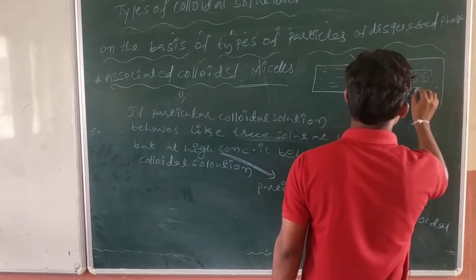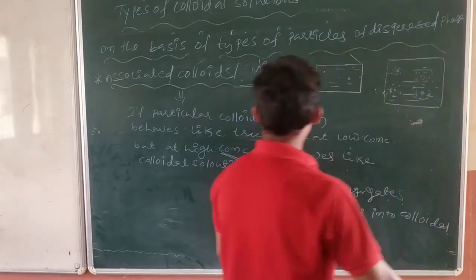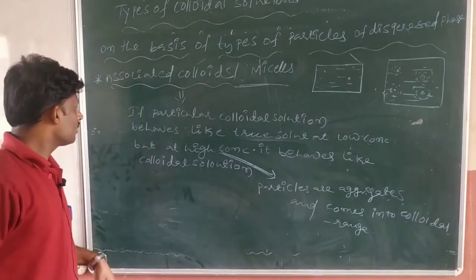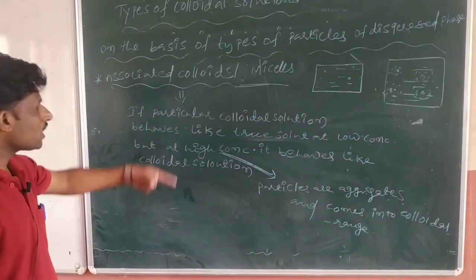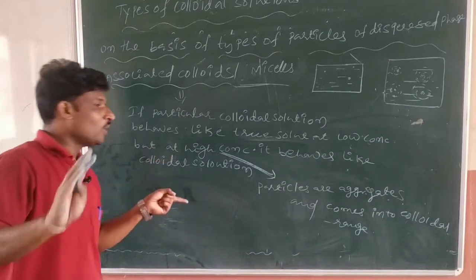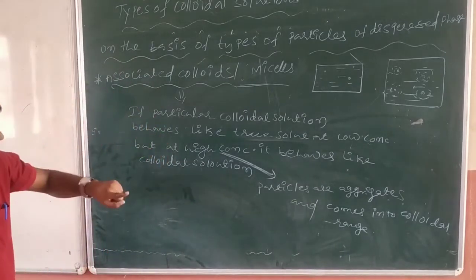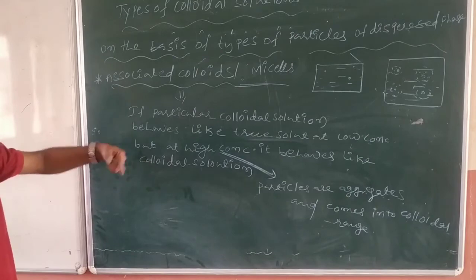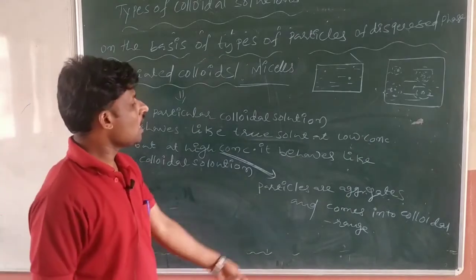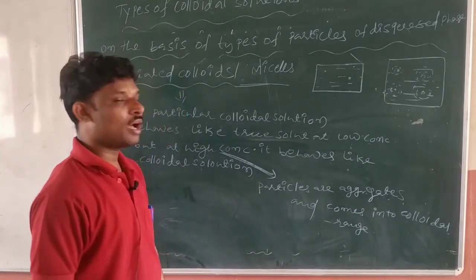Now this is called an associated colloid. The colloidal solutions which at low concentration behave like true solutions, and at high concentration behave like a colloidal solution, are called associated colloids. Are you getting my point?